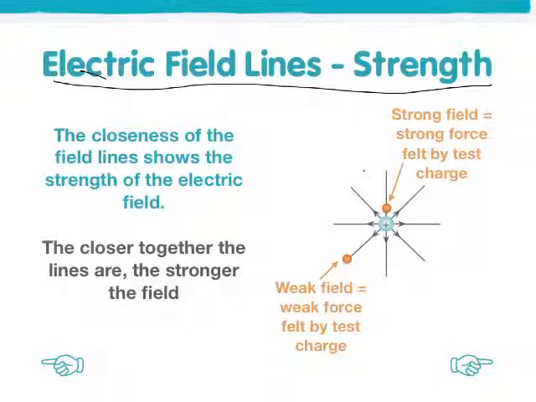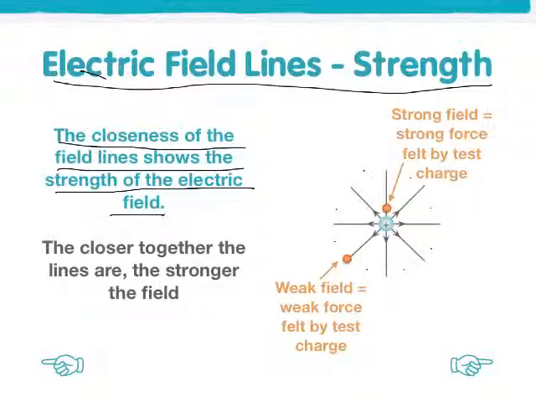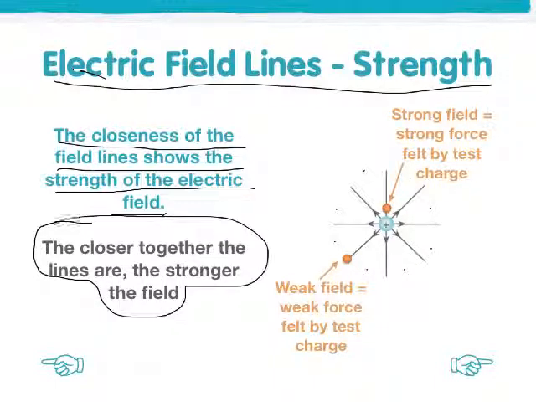The field lines show you the direction of the force. The closeness of the field lines show the strength of the electric field. That means how strong would the force be acting? Now the rule is as follows. The closer together the lines are, the stronger the field is.